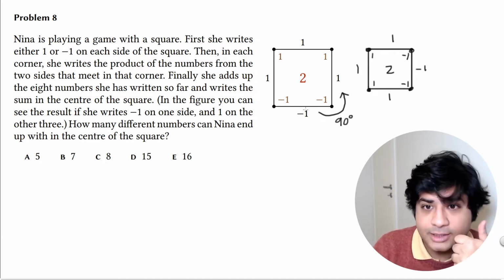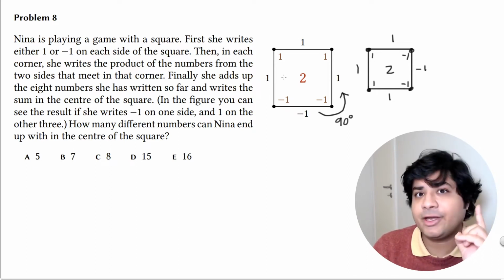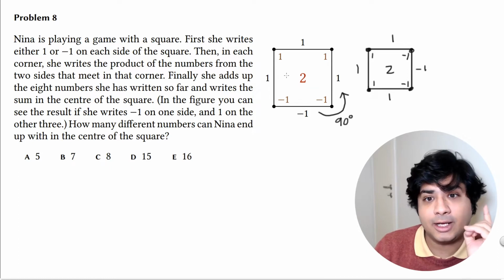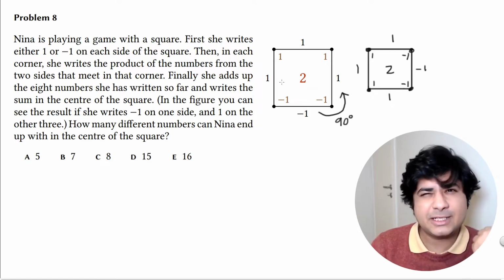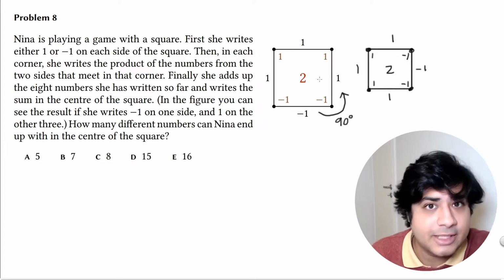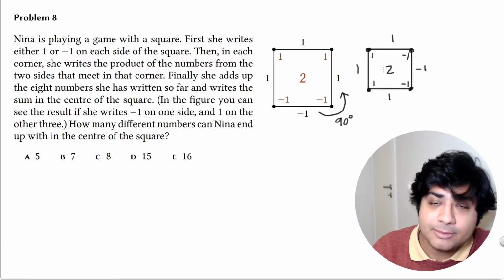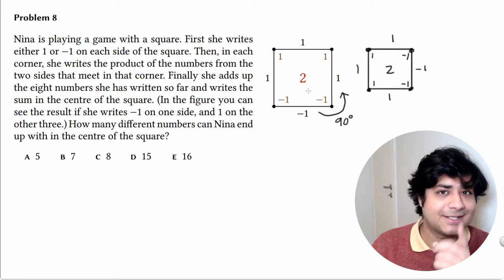Well, that's 1, 2, 3, 4 for each side. So I got one figure that represents a whole group of 4. So I don't need to actually write out all those. From simple symmetry, I can deduce that that's what I'm going to get, and that's all going to result in the same sum in the middle, which is going to be 2. This is interesting.